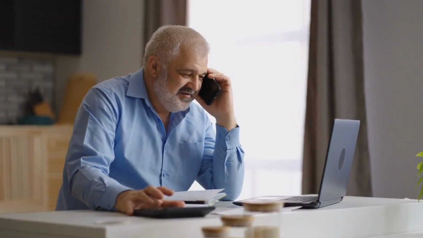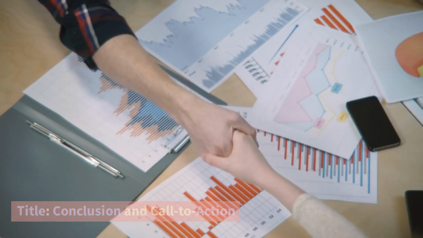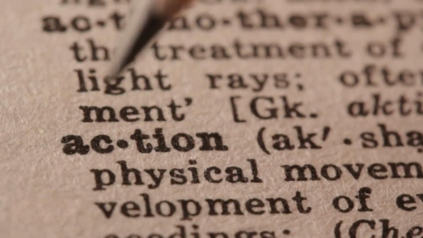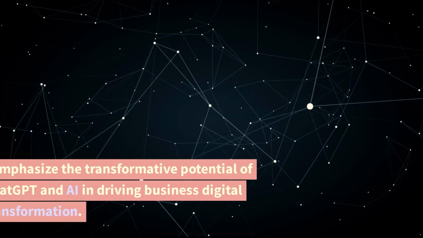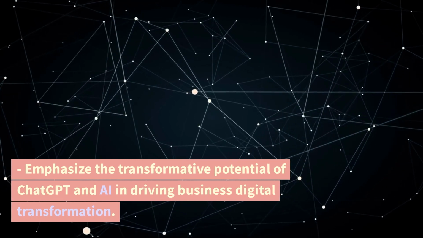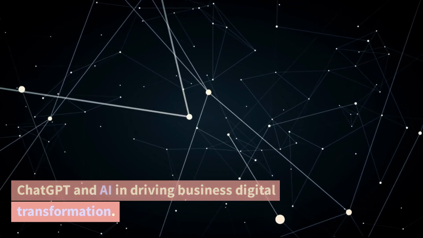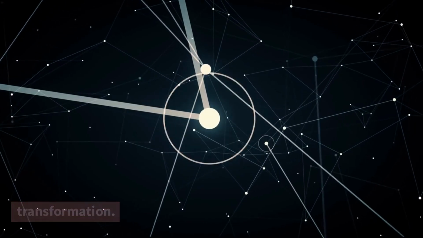Slide 7. Title: Conclusion and Call to Action. Content. Summarize the key points discussed in the presentation. Emphasize the transformative potential of ChatGPT and AI in driving business digital transformation.